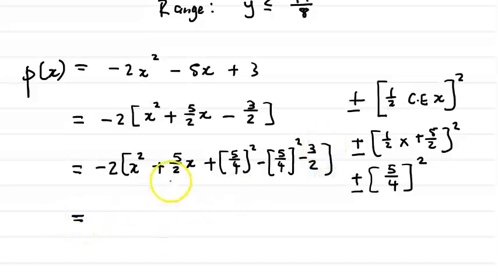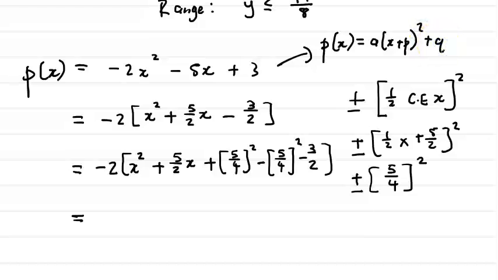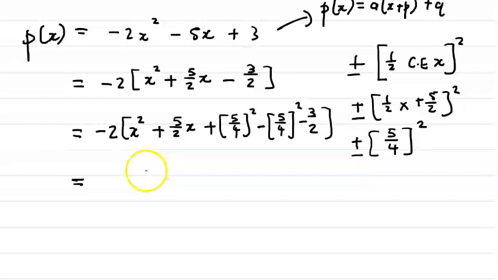Now let us simplify. So first of all, what is the completed square form or the turning point form? Well, the turning point form, we want to write it as follows. P of x equals a into x plus p all squared plus q. And remember that the turning point will be, in this case, minus p and positive q. So let us complete this particular question.